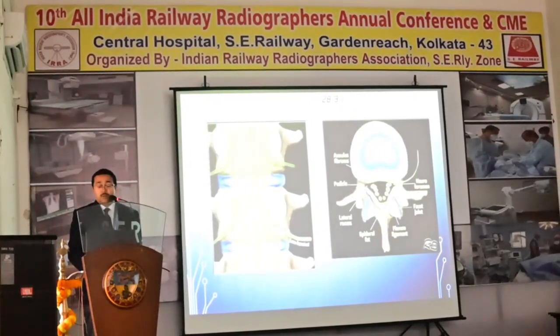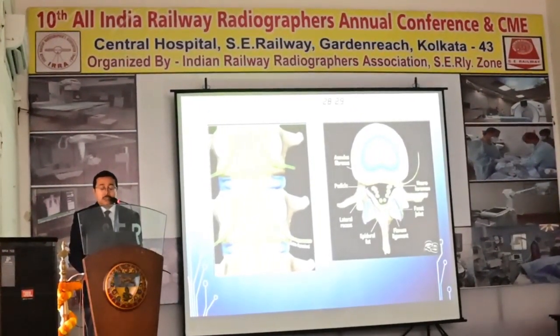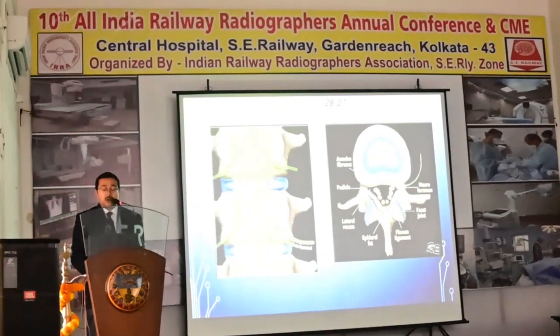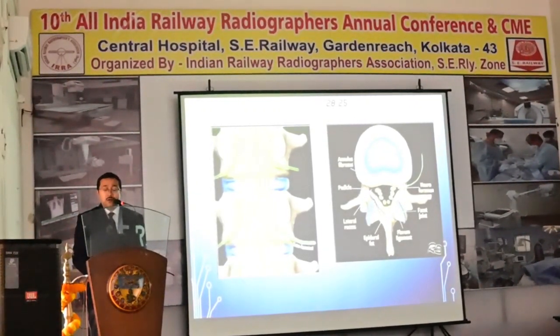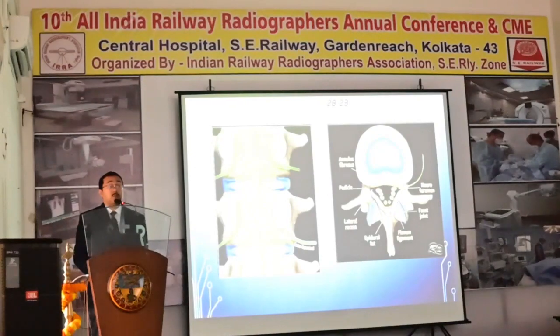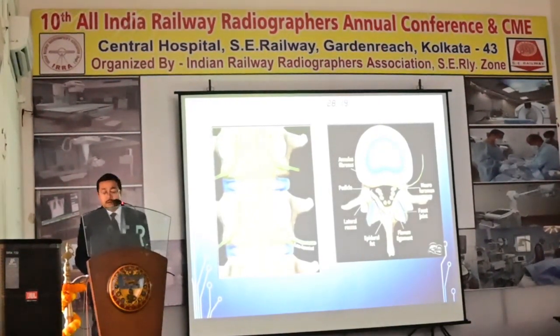Facet arthropathy is a common pathology here. This is the posterior spinous process, and this is a transverse process. This is the vertebral body. Within the disc, the nucleus pulposus is situated centrally, and the annulus fibrosus peripherally.